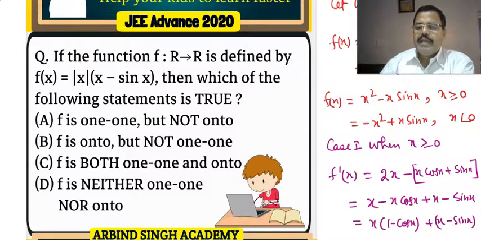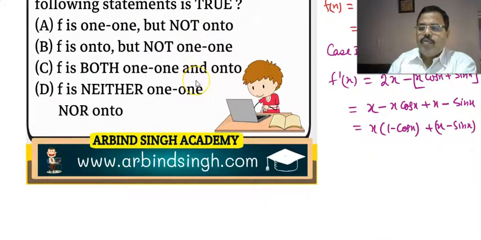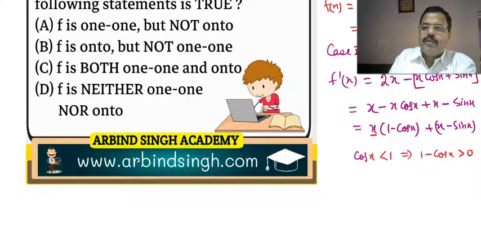Now how can you decide whether this is positive or negative? Cos x is always less than or equal to 1, so 1 - cos x is always positive, and x is positive also, so positive multiplied by positive is positive. This portion will always be positive. What about this x - sin x?